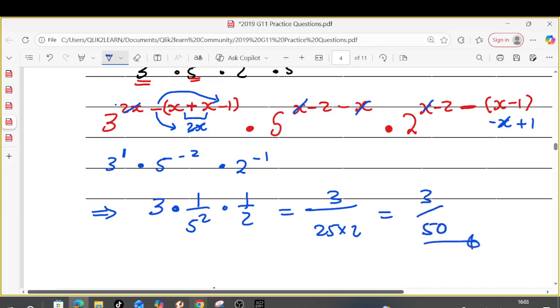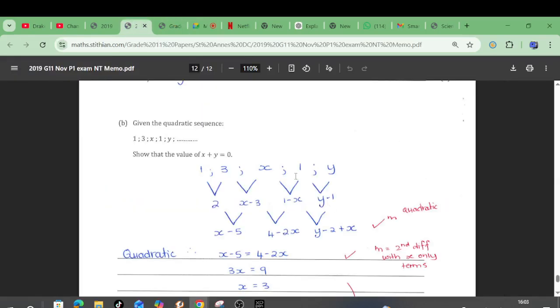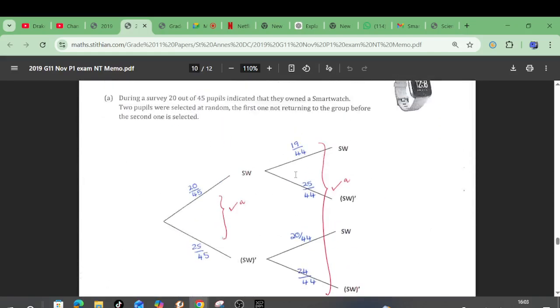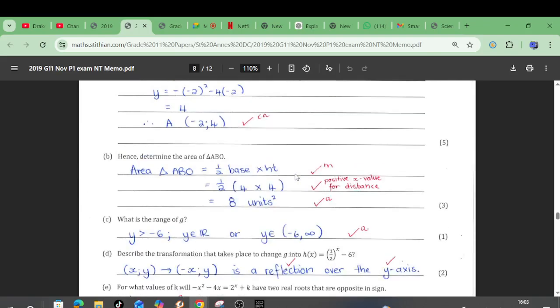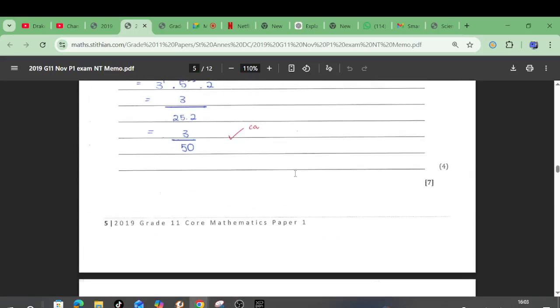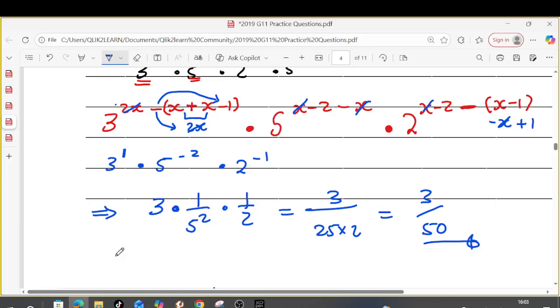I just have doubts on this one. Let me quickly check on the memo, because I think I do have the memo here now. I just want to check if this is right. 3 over 50, but I think we did everything. Yes, that's correct. Everything is good. We did everything right. Remember, guys, I told you, we only check the memo if we're not sure.